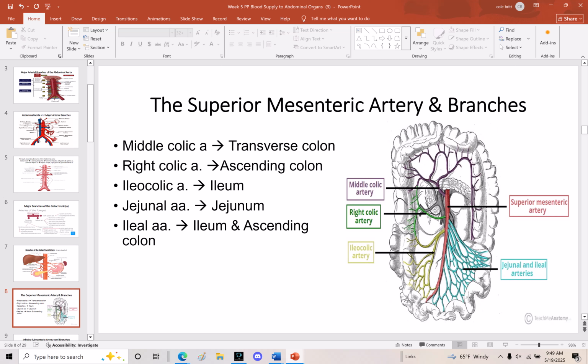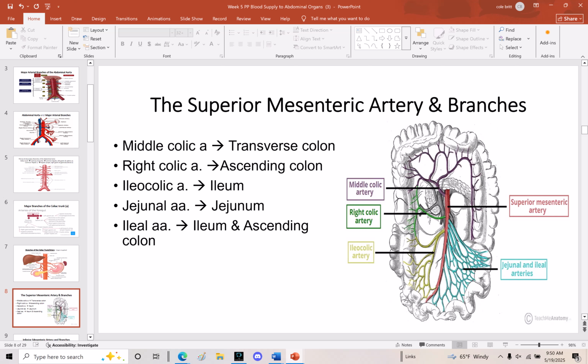Then the superior mesenteric artery comes all the way down here and gives you what's called the ileocecal artery. Supplies the cecum, supplies the appendix, and the appendicular artery. Then we have the right colic artery, supplies the ascending colon. Then we have the middle colic artery. And this is where things get a little varied from one person to the other.